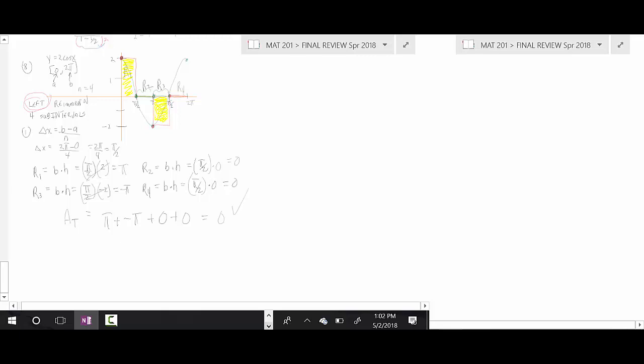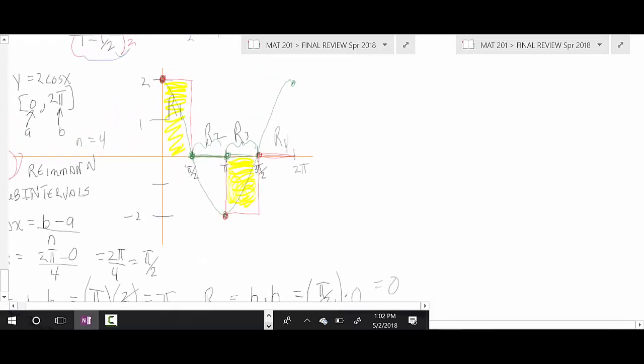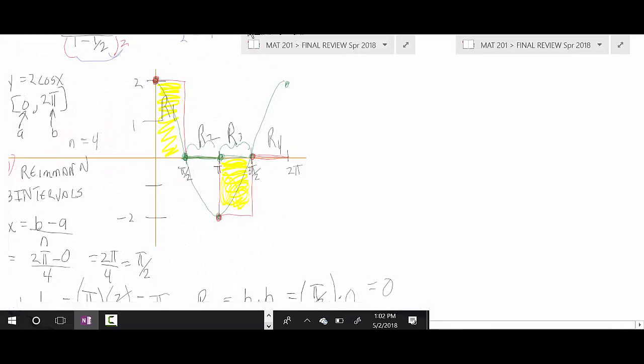I'm telling you, you're going to do one of the three, so you just need to be sure you're clear on that. Yeah? I just don't understand why the R2 is 0. Because it's a left endpoint. Okay? So what this means is you have two choices. If it's a left endpoint, that gives you the height, and that's already on the function.